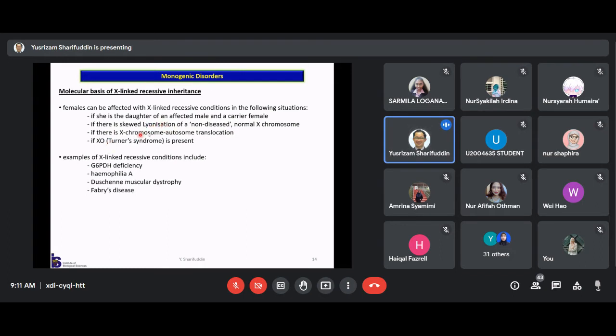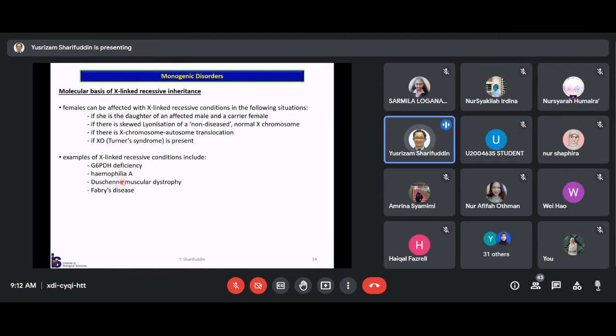So if there is an X chromosome-autosome translocation, and if Turner syndrome is present. Now, examples of X-linked recessive conditions include G6PD deficiency, hemophilia A, Duchenne muscular dystrophy, and Fabry's disease. You may be surprised that G6PD deficiency can affect a number of people. I know that a friend of mine a couple of years back found out that his baby had this G6PD deficiency.